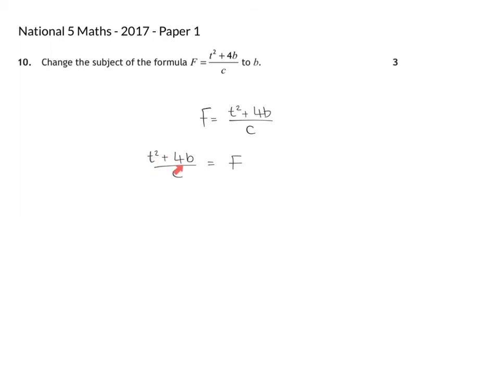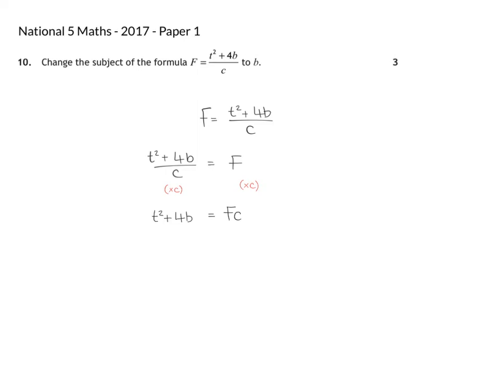So here I've got this fraction. Fractions mean division, and we need to do the opposite to undo our knot, if we're thinking about it that way, or to rearrange we need to do the opposite. So we've got to divide by C, so we need to times by C, and whatever we do to one side I have to do to the other side as well. So there we're going to get T squared plus 4B, so we just get left with our numerator, or the top of our fraction, equals F times C, which I can just write as FC.